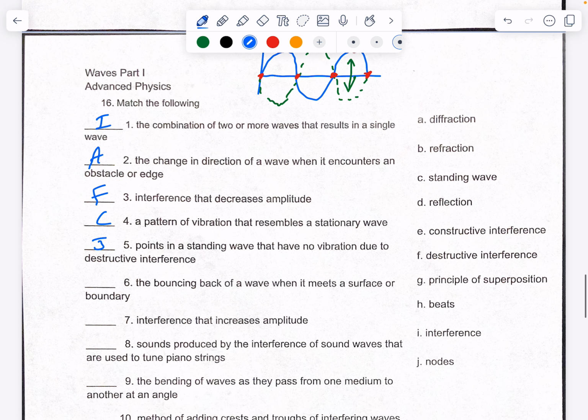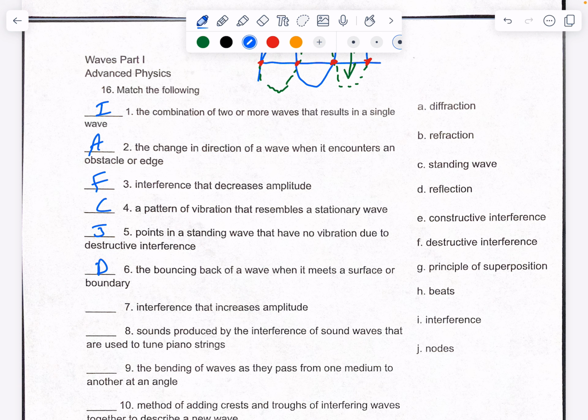Number 6, the bouncing back of a wave when it meets the surface. That is reflection. Reflection is pretty simple. That's just when it bounces off something. So your answer is going to be D. 7, interference that increases amplitude. So it makes it bigger. So that'd be constructive interference.